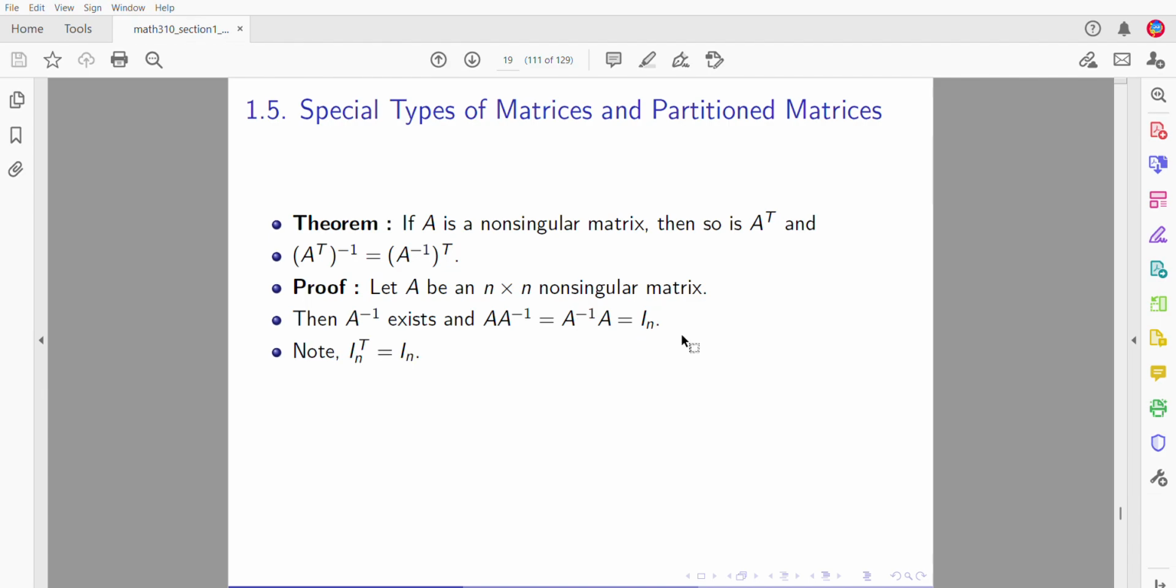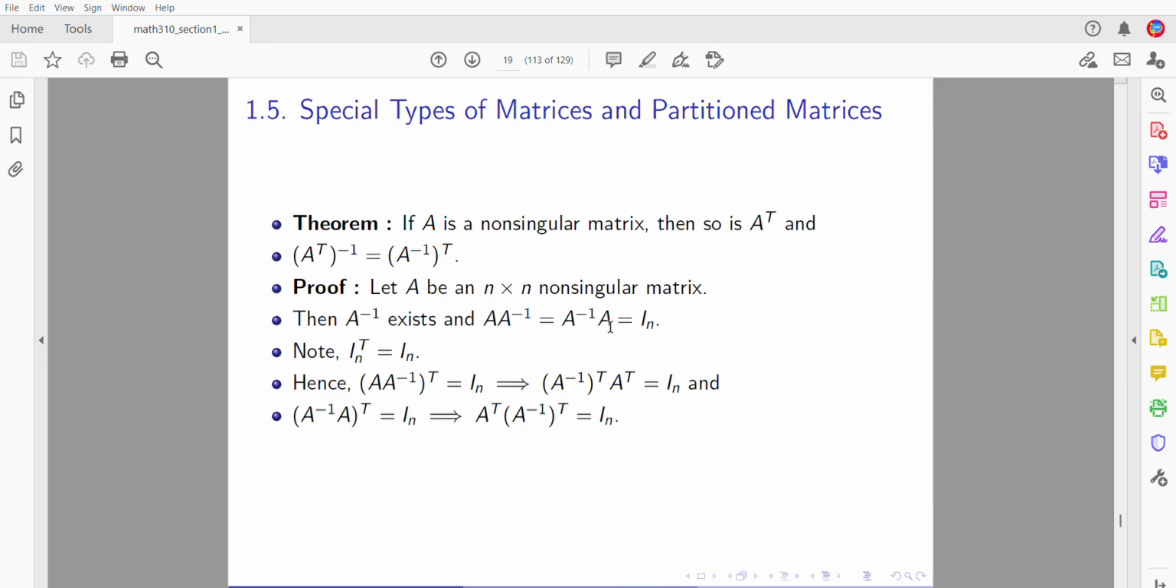Note, the transpose of identity is itself, because identity is a symmetric matrix. So you reflect above the diagonal, and when you reflect identity, you get identity back. So take this equation and take the transpose of this. The first line is the transpose of this. Second line is the transpose of this.